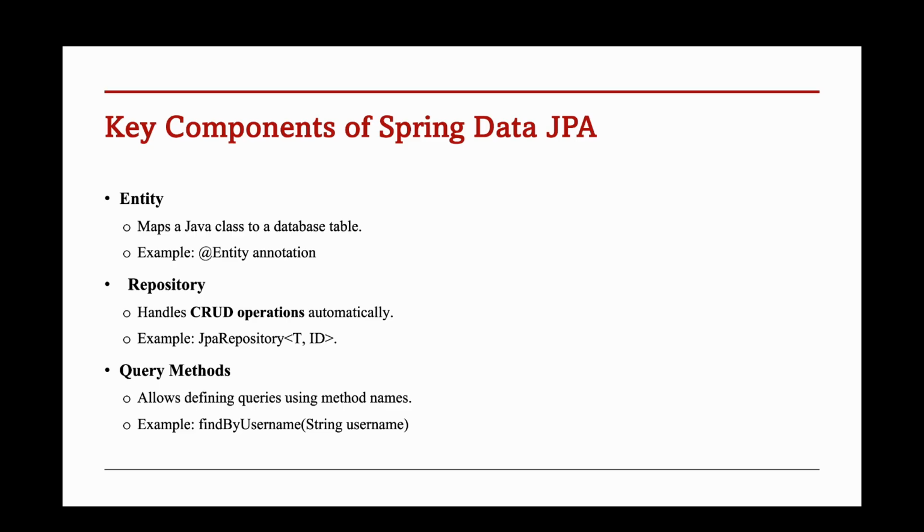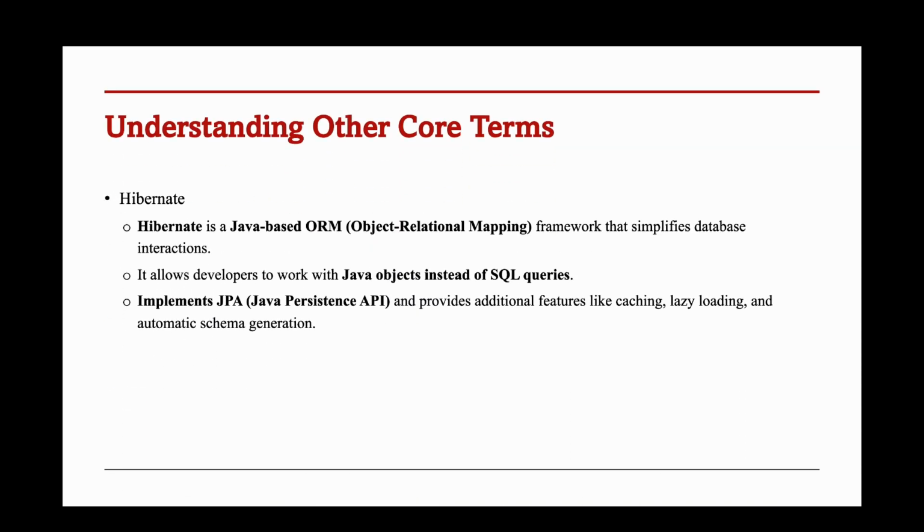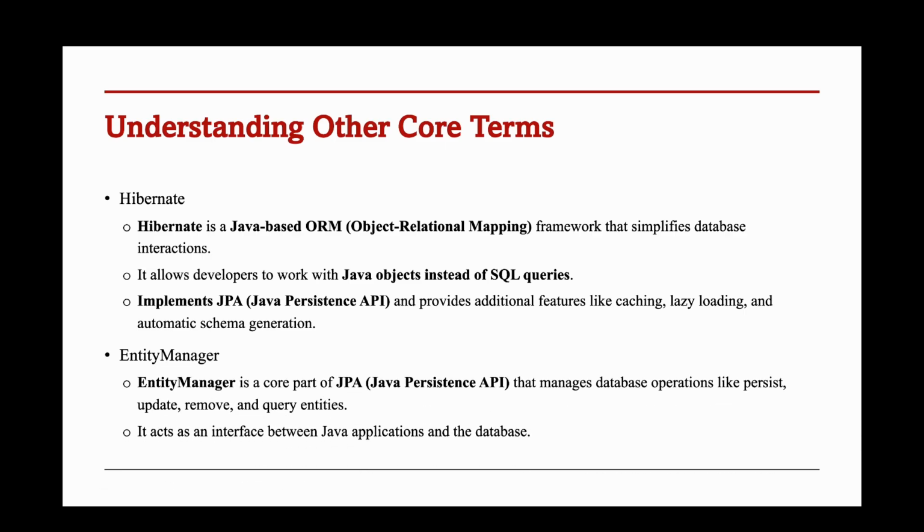Let's talk about Hibernate. Hibernate is a tool that helps you work with databases using Java code, instead of writing a bunch of SQL. It lets you use Java objects to interact with your database, which makes things a lot easier. It follows the rules of JPA, Java Persistence API, and also gives you extra features like caching, lazy loading, and automatically creating your database tables. Let's talk about the Entity Manager. The Entity Manager is a key part of JPA, Java Persistence API, that helps you do things with your database, like saving, changing, deleting, and finding data. It's like the go-between that connects your Java code to your database.